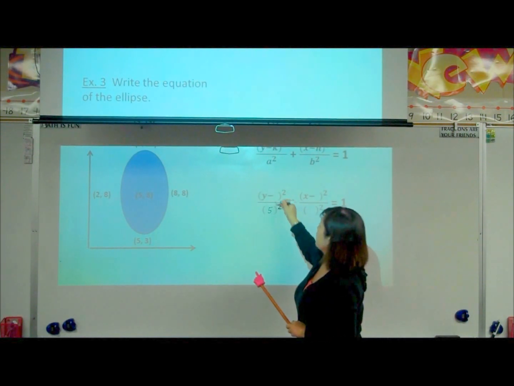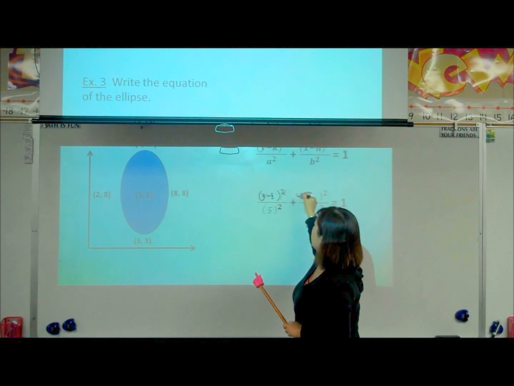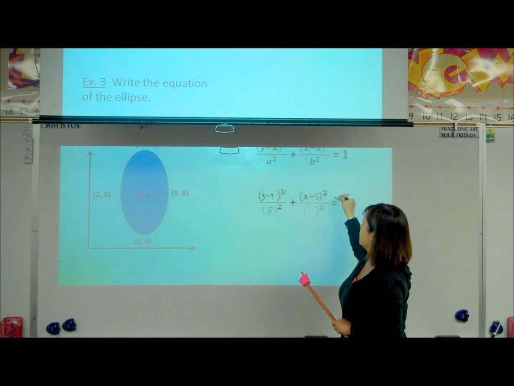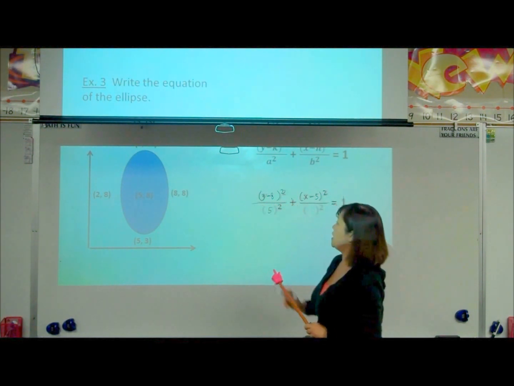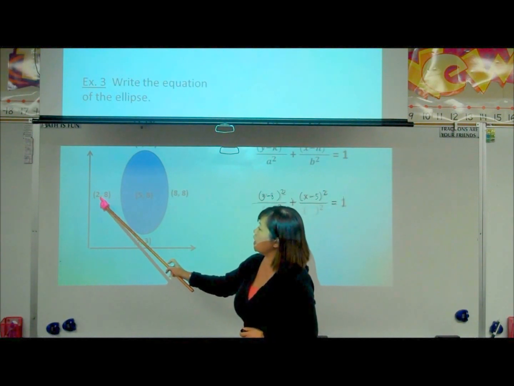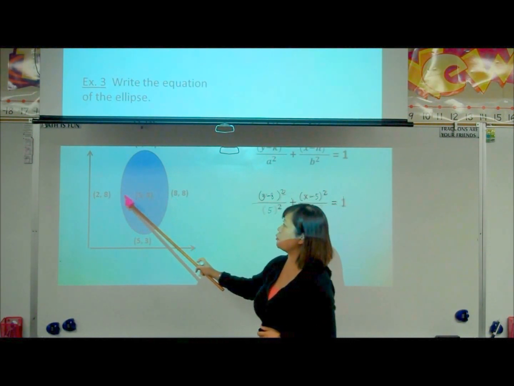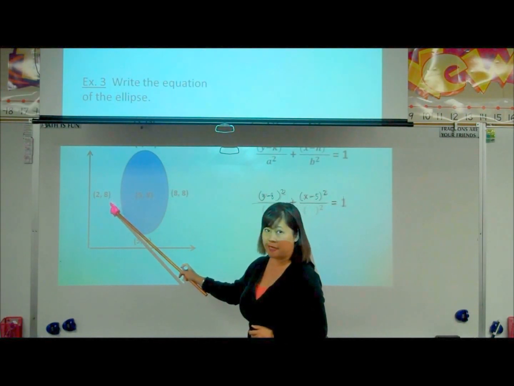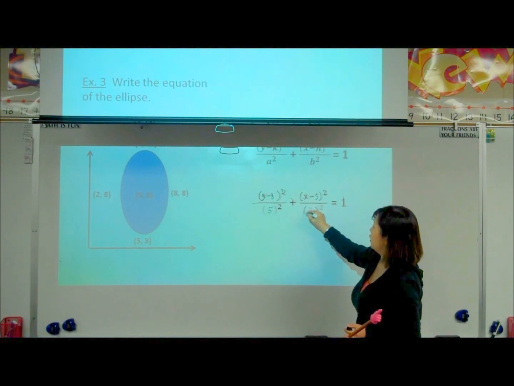Okay? And then I'm going to put the center in. So it's going to be y minus 8 squared over 5 squared plus x minus 5 squared equals 1. And then I just need the denominator for the x. Same thing with the x: it's 2 on this side and 8 on this side. So the distance between that is 8 minus 2, which is 6. Half of 6 is 3, so we're going to put in 3 squared for that.